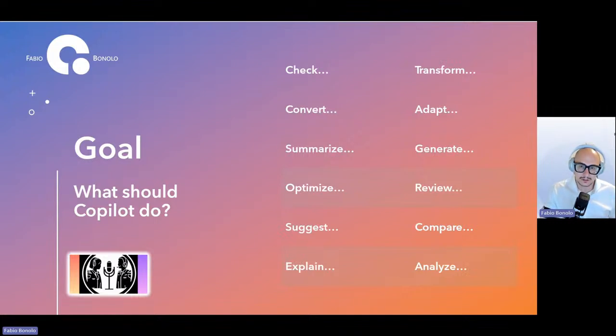The best way to describe this task is as a verb. The key to a good prompt is the verb at the beginning of the sentence. Here, you tell Copilot what you need from it. Copilot can perform various actions for which you can use the following verbs. For example, check something, transform a document, convert something, adapt, summarize an email thread, generate a PowerPoint presentation, optimize a text, review a concept, etc.